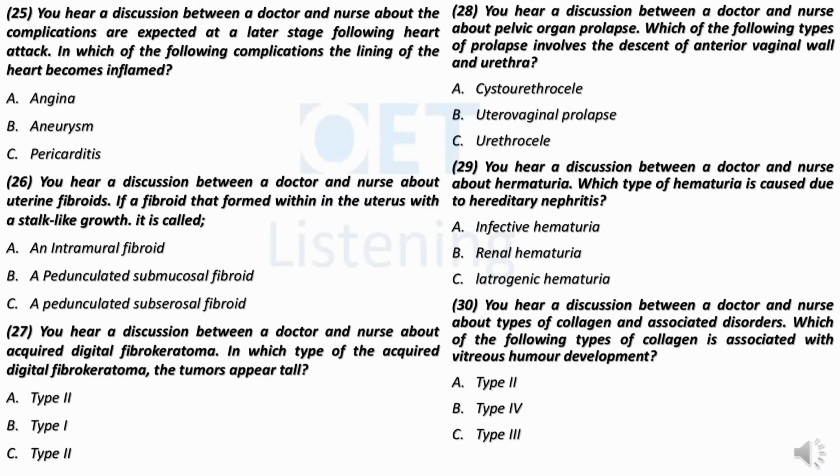Hello, doctor. What types of complications are expected at a later stage following a heart attack? Well, there are certain complications that arise at a later stage following heart attack. In the condition called aneurysm, a scar or tissue builds up on the damaged heart wall, resulting in blood clots, low blood pressure, and abnormal heart rhythms.